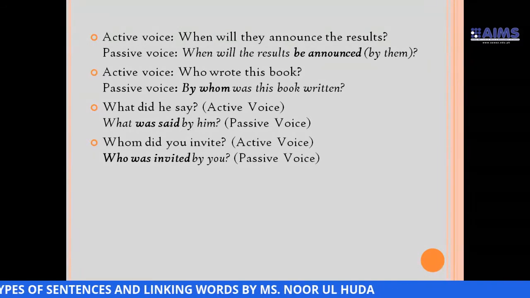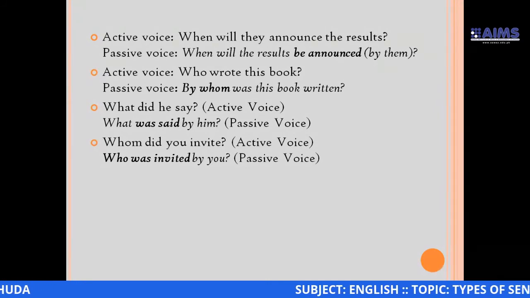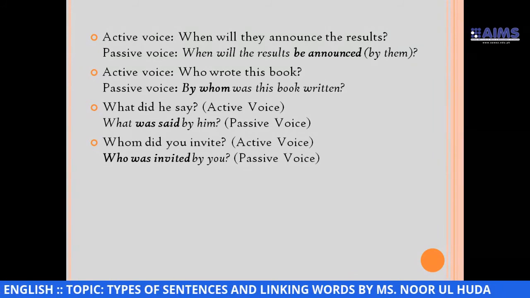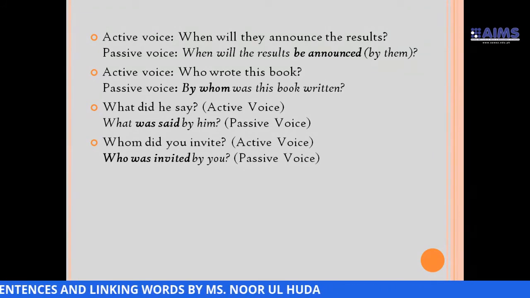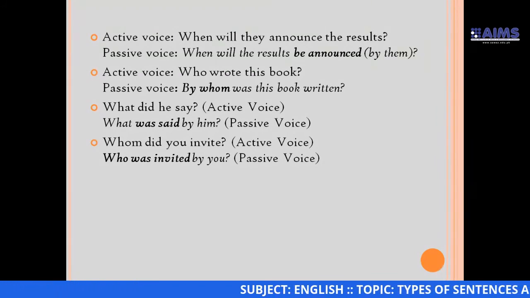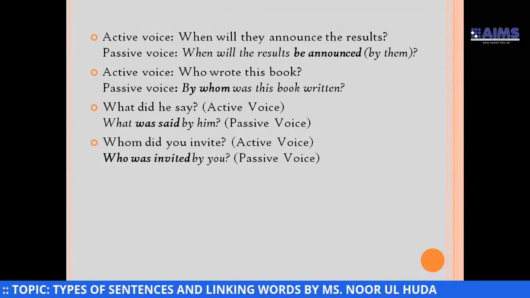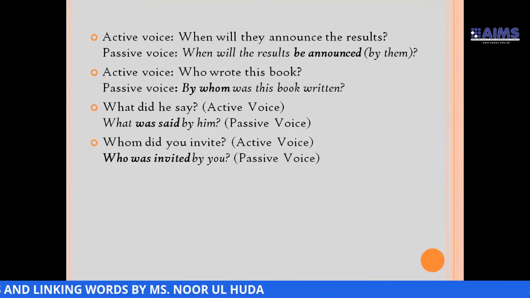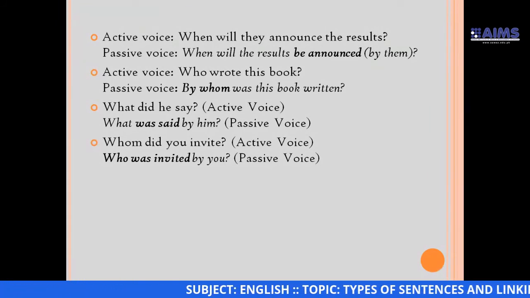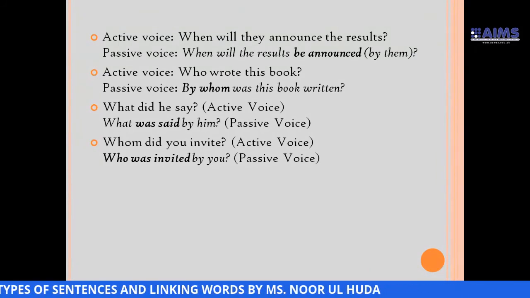Who wrote this book? Now who changes its form in the passive. It becomes: By whom was this book written? Now wrote is in the past form, showing that it is the simple past tense. So when we change wrote into the passive structure, we use was written. So was written would be adjusted in the passive structure. If it were like "by whom this book was written," the sentence would become wrong.